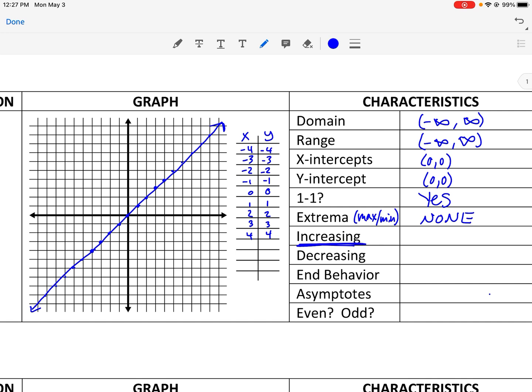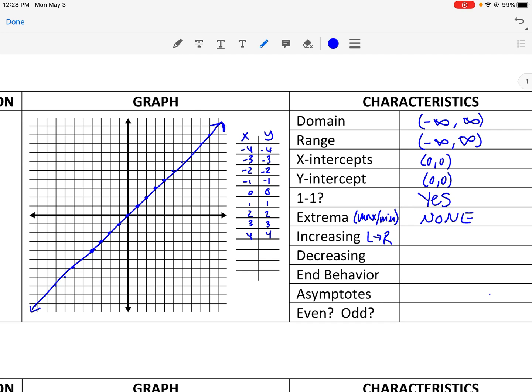Increasing and decreasing. So remember, for increasing and decreasing, we're only looking at x values. So we go from left to right. Make sure you go in that direction. So as I follow my graph this way, and just pretend like I'm on, let me switch colors so we can be on top of it. As I'm following my graph, just like this, am I increasing or decreasing? And the answer is increasing. You always follow it from left to right.